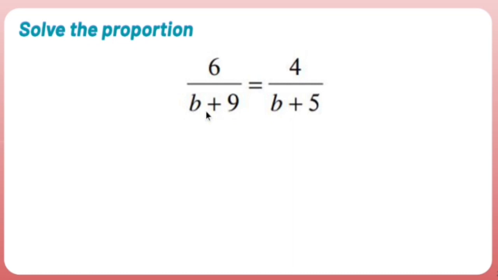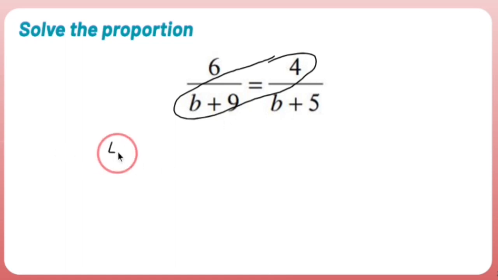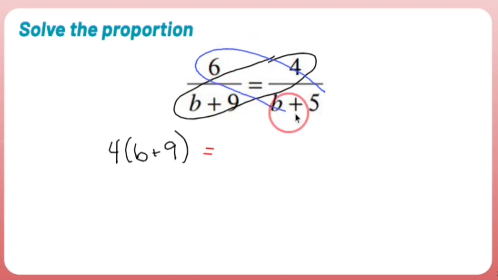Solve the proportion. A proportion is when you have one fraction equaling another fraction. When you have that, the method is very simple. Crisscross applesauce. Take any two diagonals and multiply them together. Now, since down here you have b plus 9, I'm going to write it out so that I have b plus 9 in parentheses so I remember to distribute. Okay, after you do one set of diagonals, you put down that equal sign, and then you multiply the other set of diagonals. So 6 times b plus 5, and again, I'm going to make sure I put b plus 5 in parentheses.